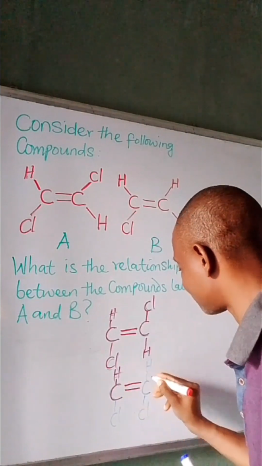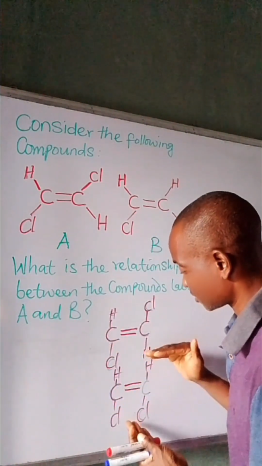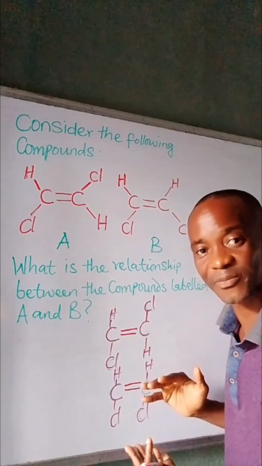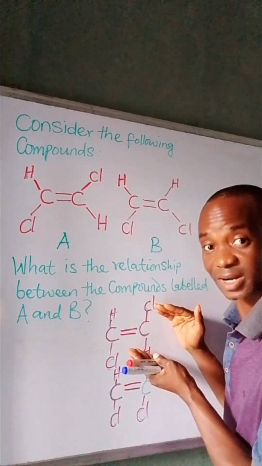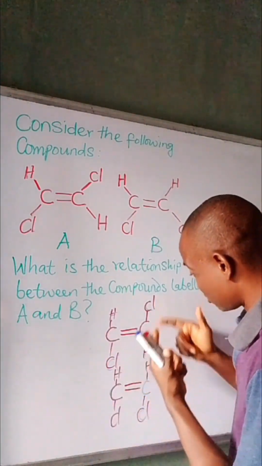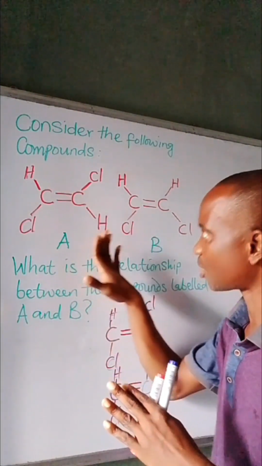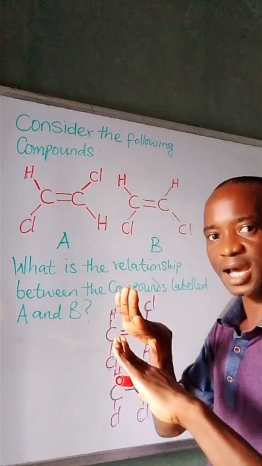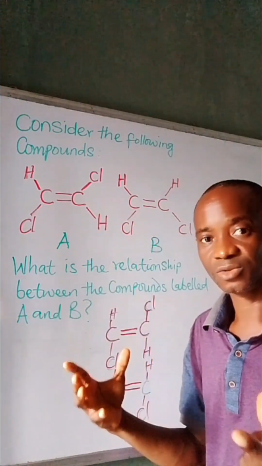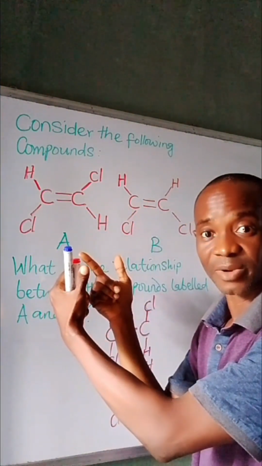Rotation will automatically cease. If rotation automatically ceases, it means that this particular compound can never change to this one. It is a different compound on its own. The same thing with this one. Of course, what on earth will make this compound to become this when there is no free rotation? And that is why, despite the fact that there are the same number of atoms and the same bond connectivity, yet these two compounds are two different things because there is no ease in rotation of carbon atoms.